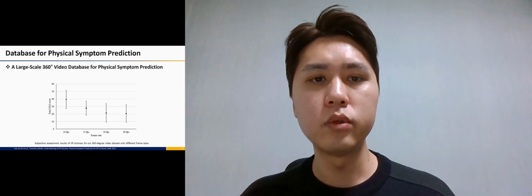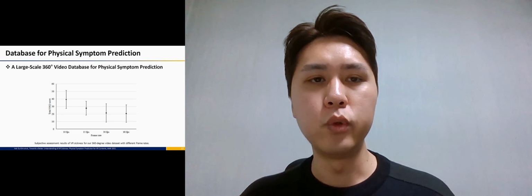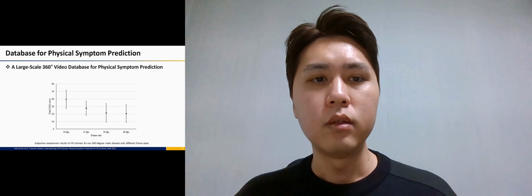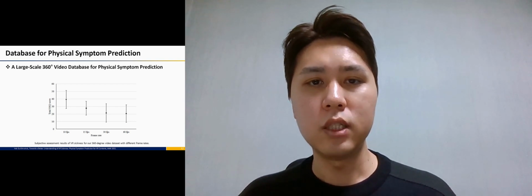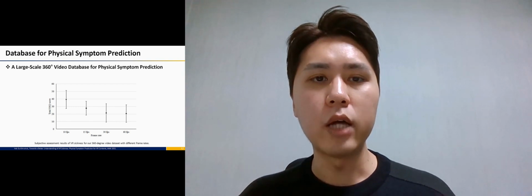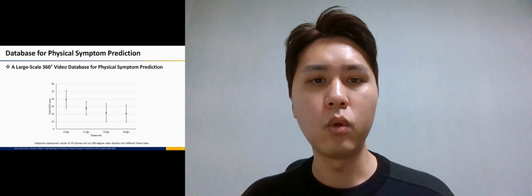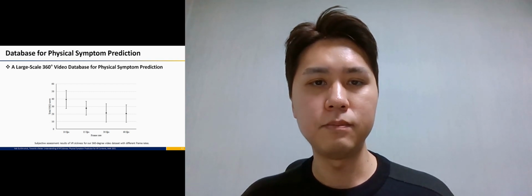This figure shows the distribution of VR sickness score for our new database. The black dot indicates the mean sickness scores for stimuli at each frame rate. As shown in this figure, the sickness score of the 360-degree videos with high frame rates were very low. On the other hand, the total sickness score of the VR content with low frame rates were higher than those of high frame rate content.